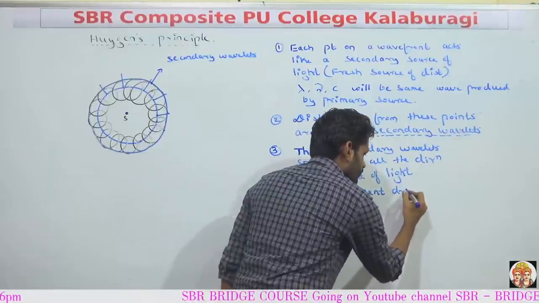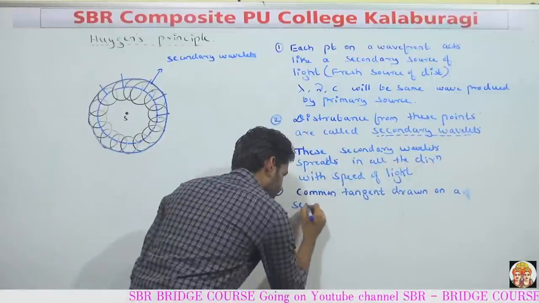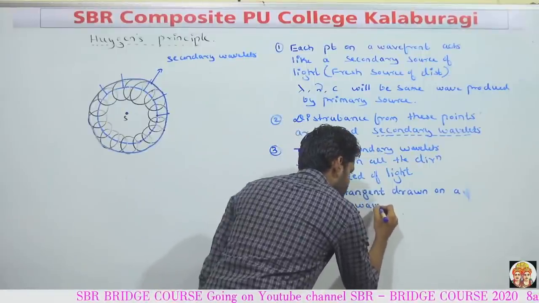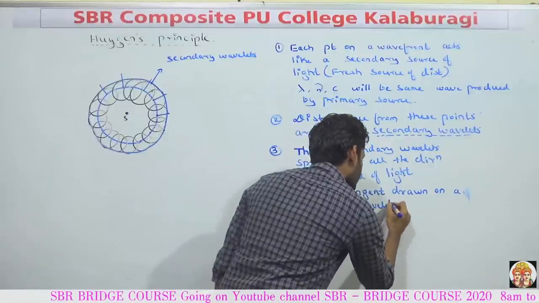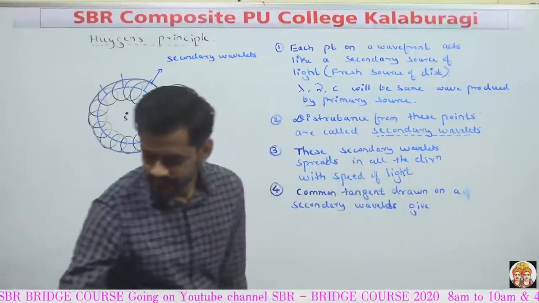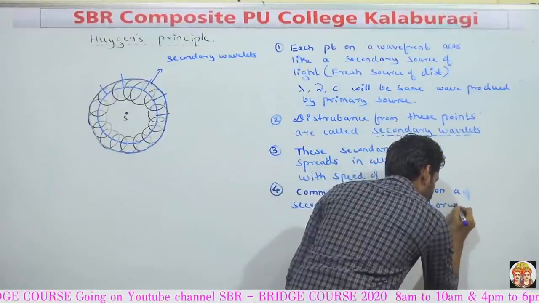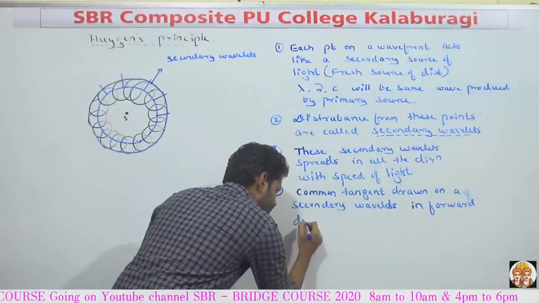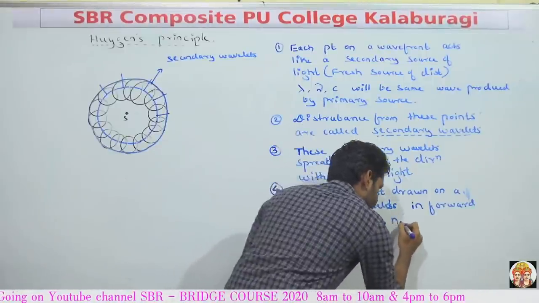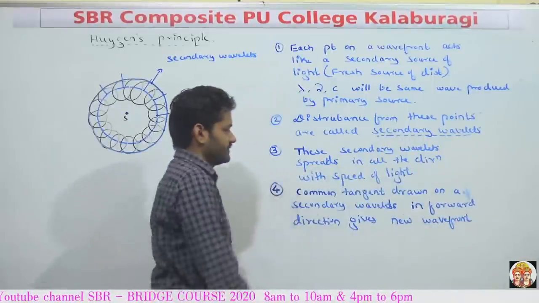A common tangent drawn on the secondary wavelets in the forward direction gives a new wavefront.